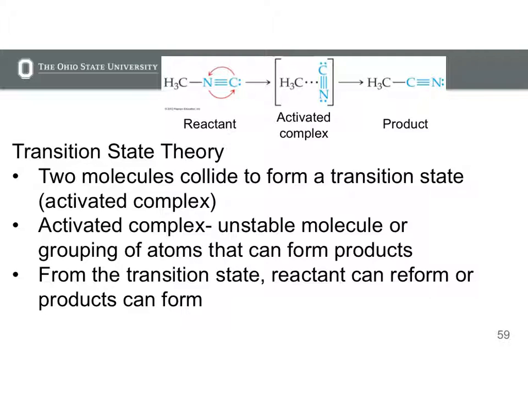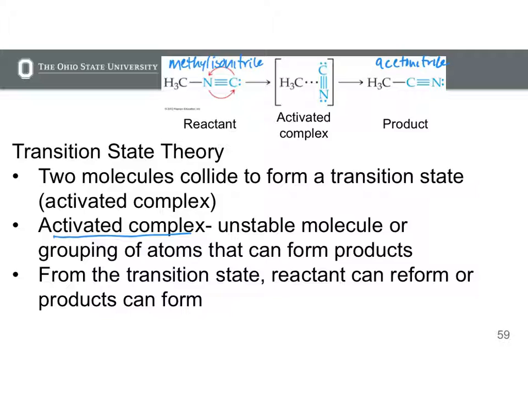The other term you may see, instead of transition state, is activated complex. This means the same thing, but it's basically an unstable grouping of atoms, an unstable molecule. The reaction that I'm showing here is the isomerization between methyl isonitrile, that's this one, and the formation of acetonitrile.